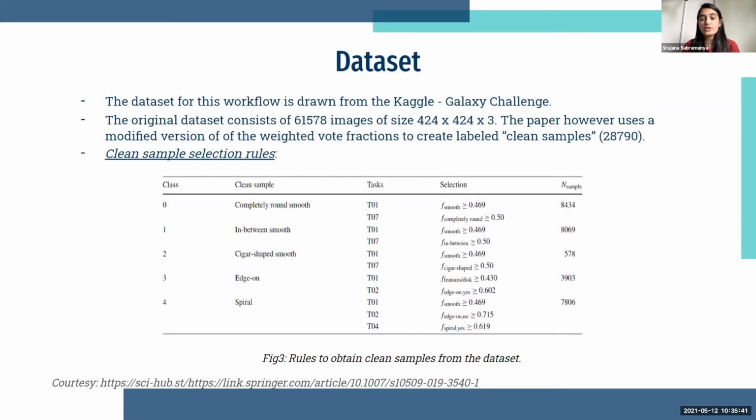So how do you obtain these clean samples from a larger amount of images? You use these rules, basically. The data set also comes with a CSV file telling you the different morphologically sound classifications for each image. So using those values, you group them up and you get the smaller subset of the larger data set.